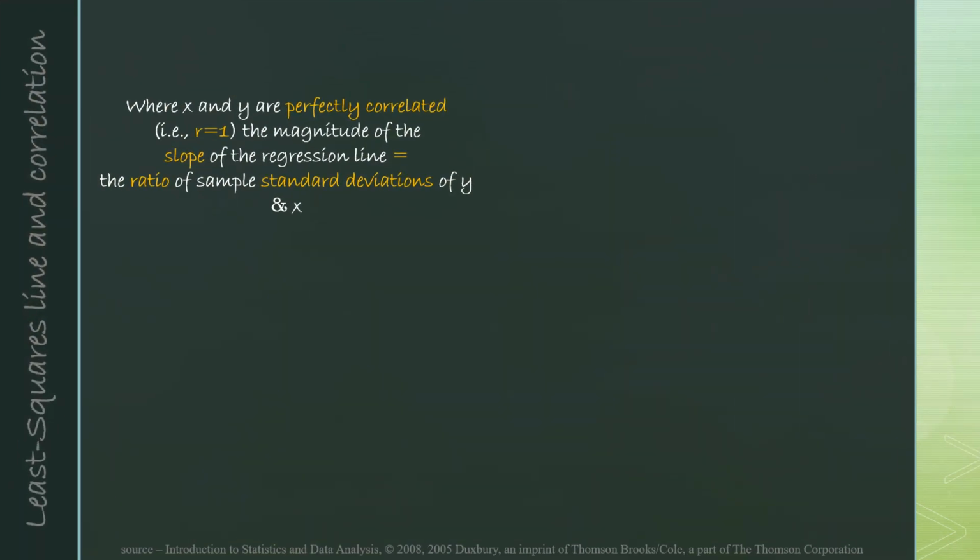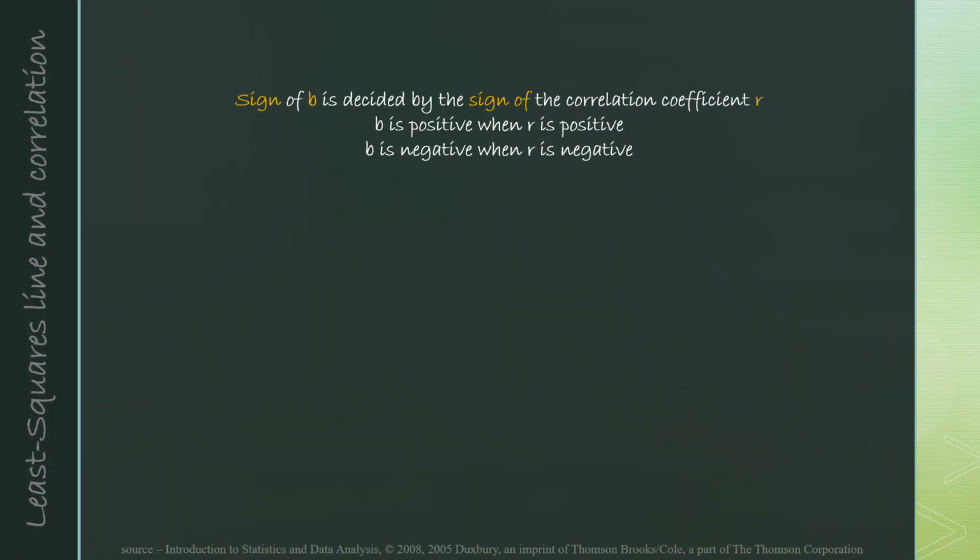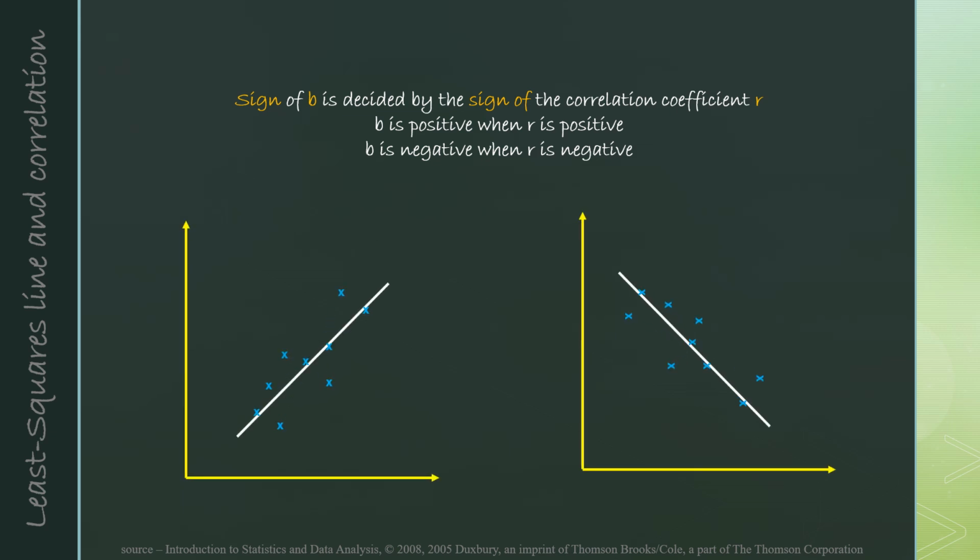Where x and y are perfectly correlated, that is r equals 1, the magnitude of the slope of the regression line equals the ratio of the sample standard deviations of y and x, whereas the magnitude of the slope reduces as r reduces from 1 for a given ratio of sy to sx. The sign of b is decided by the sign of the correlation coefficient r. b is positive when r is positive and b is negative when r is negative.